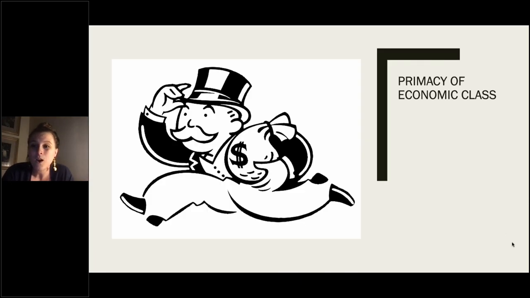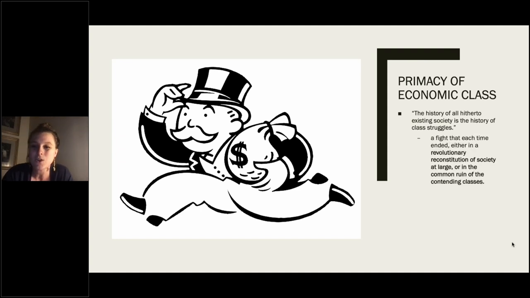The thing about Marxist economics, or Marxist political economics, is the primacy of economic class, right? So again, the opening lines to the Communist Manifesto are: the history of all hitherto existing society is the history of class struggles, right? And the quote continues to go over all of the different types of classes that have existed in conflict with one another, but then finishes up by saying it's a fight that each time ended either in a revolutionary reconstitution of society at large or in the common ruin of the contending classes. So what Marx is saying in the Communist Manifesto is that these classes exist in conflict with one another, and when conflict takes place, there is some sort of change that happens from that, right?